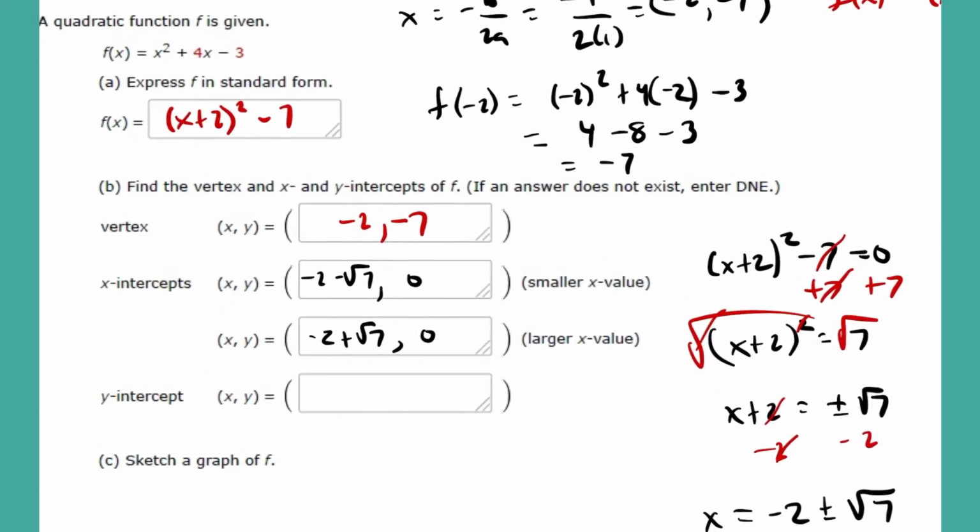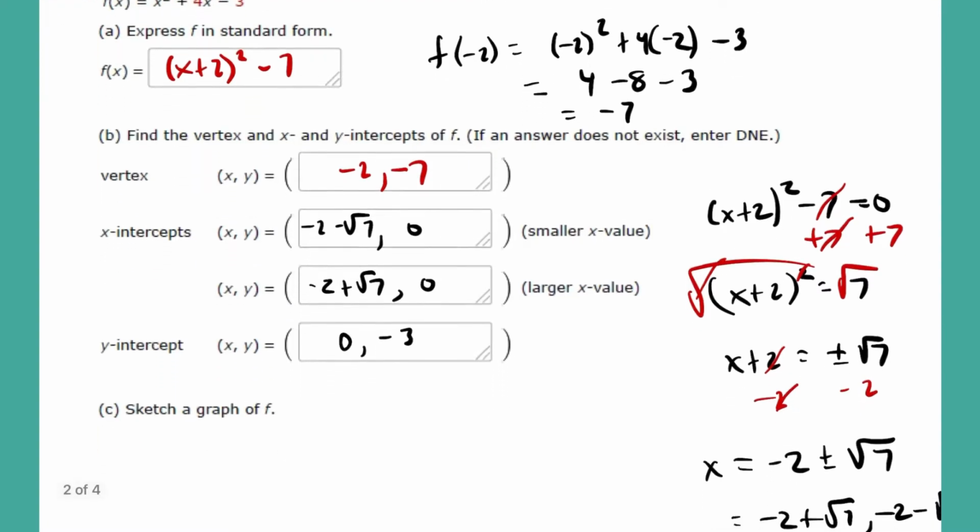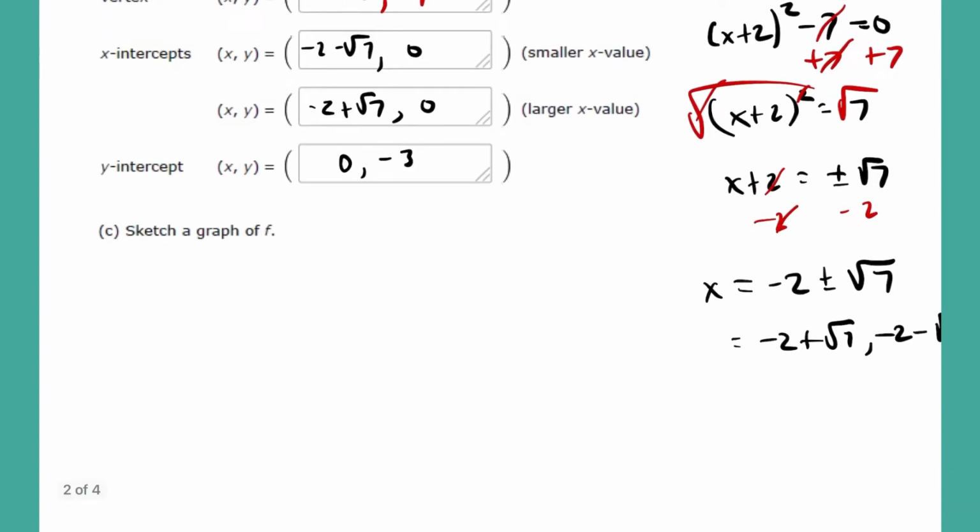Right, and the y-intercept, for that we simply substitute 0 in for x. When you do that, that becomes 0, 0. You're left with negative 3 as your y-intercept. So now the sketch, well, let's draw our coordinate plane.